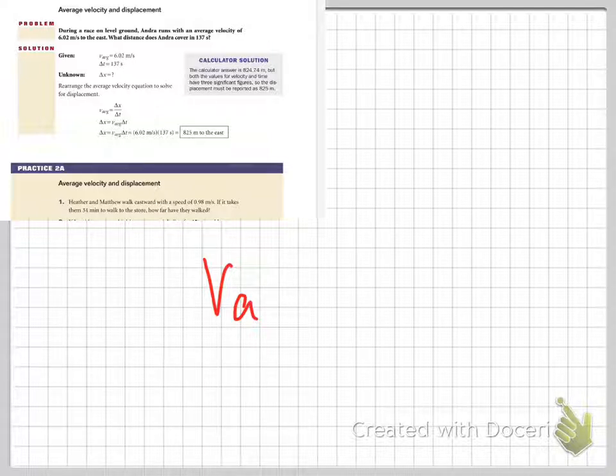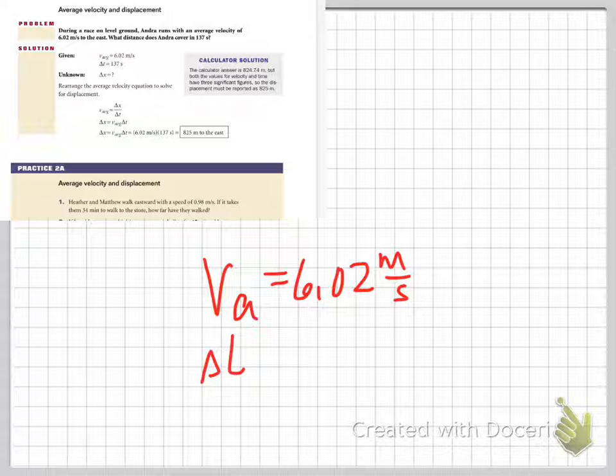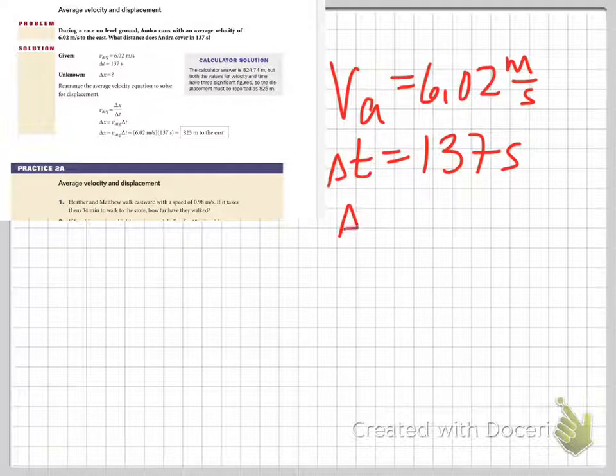And you are going to think that I am so ridiculous. I am! You are always going to start by writing down your variables. It's really easy right now. You only have 3. You are told that her average velocity is equal to 6.02 meters per second. You're told that her delta t equals 137 seconds. And you are asked what her delta x is.